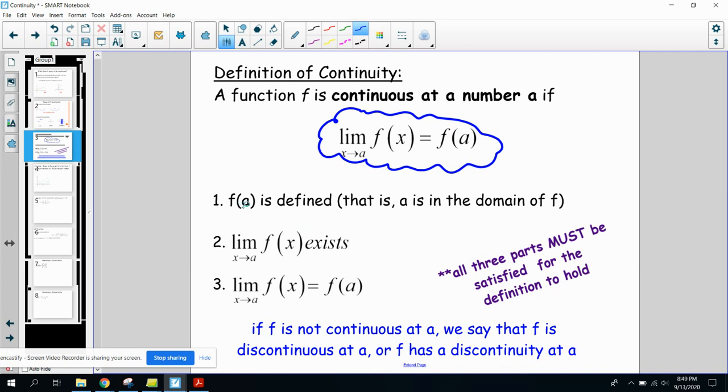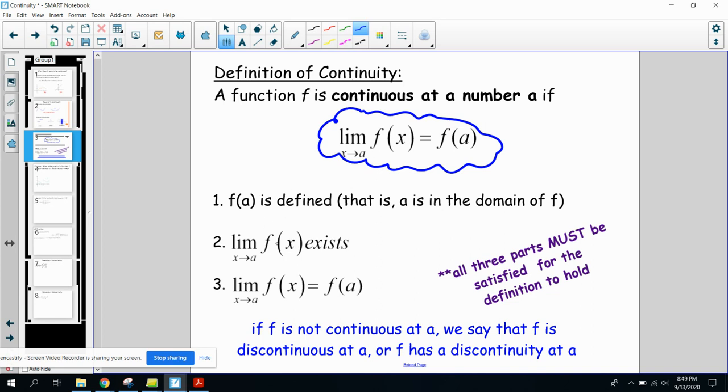The first thing is that the function at the value has to be defined. So it has to exist, meaning that the a value is in the domain of f. Number two is that the limit of f of x as x approaches a has to exist. So the left and right limit must be the same; the limit must exist. And for number three, the value of the limit has to be equal to the value of the function defined at that point. So if they're equal, then the function is continuous.